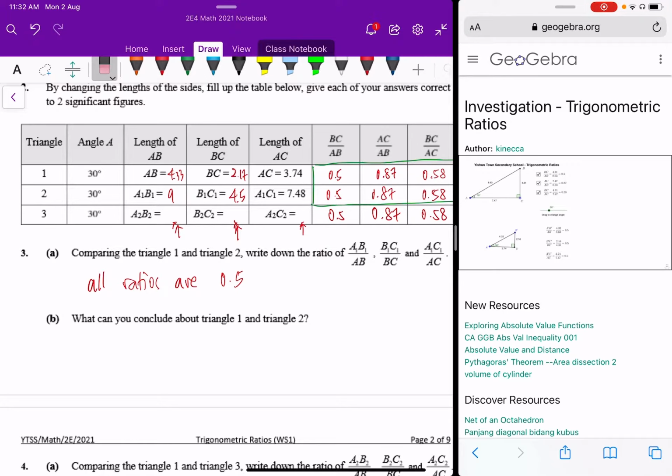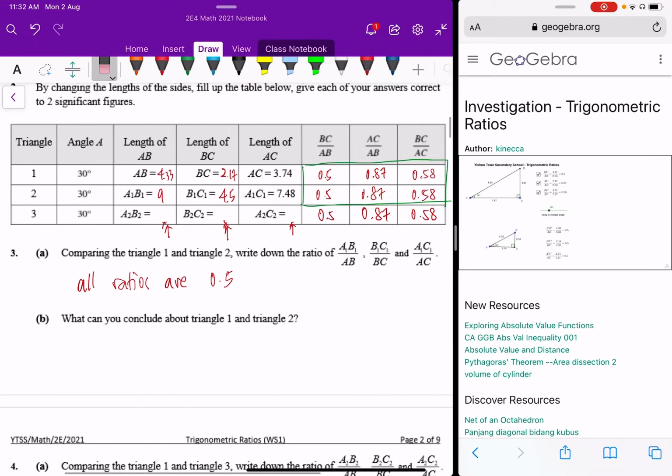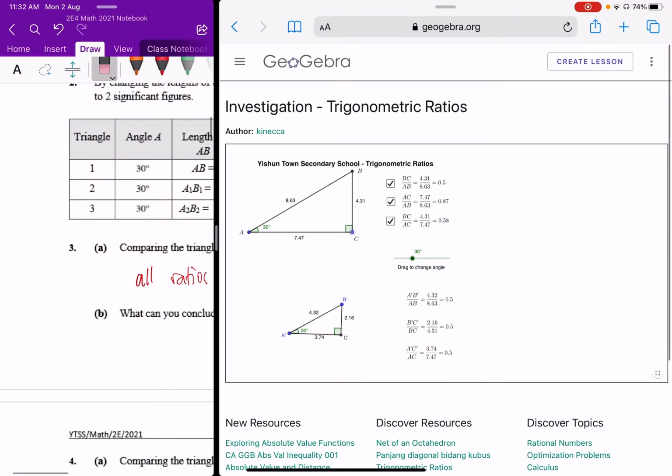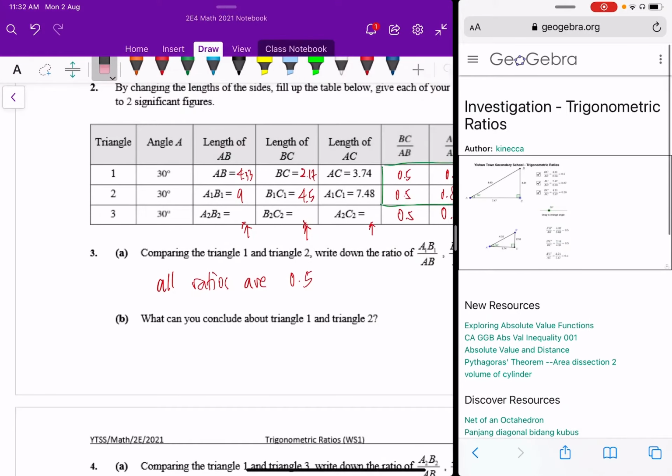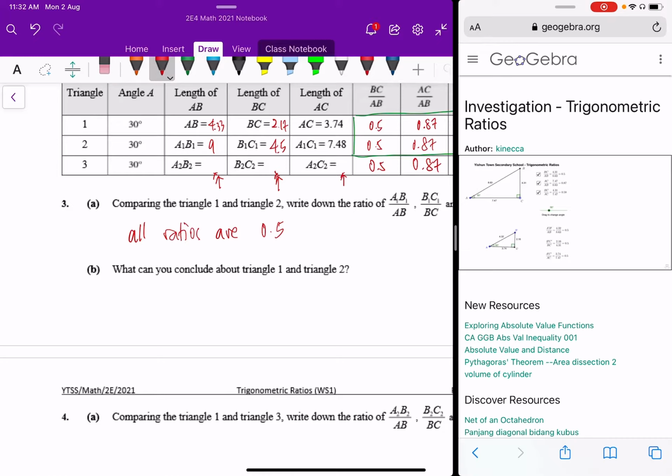If all sides, you look at the triangle here, and the sides, I'm taking the equivalent side compared to equivalent side, AB over AB, BC over BC, and AC over AC. And if all three sides, when I compare the ratio, are all 0.5, what can we conclude about them? Okay, we can conclude that the two triangles are similar.